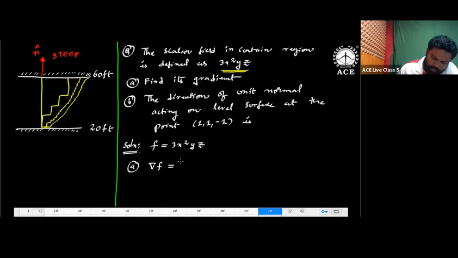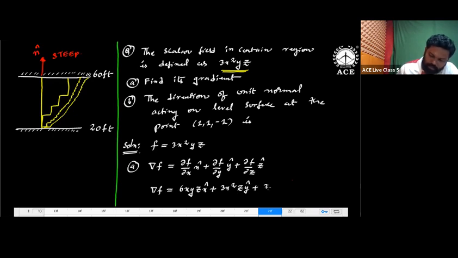What is the gradient formula? Dou f by dou x x cap plus dou f by dou y y cap plus dou f by dou z z cap. So what is the gradient of f? 6xyz x cap plus 3x square z y cap plus 3x square y z cap.